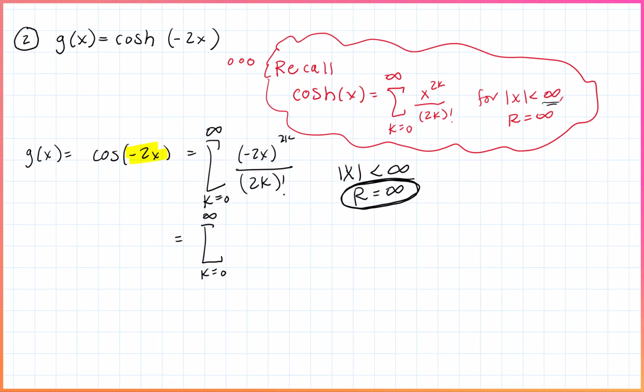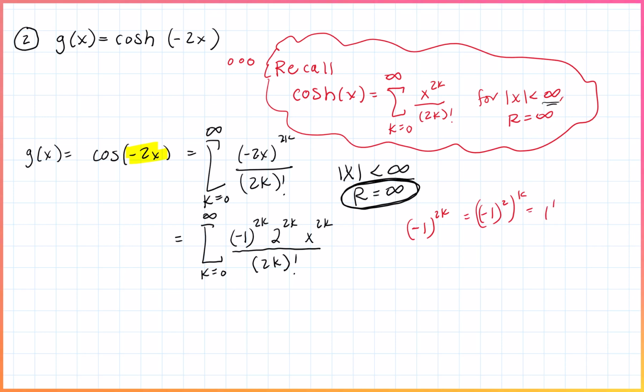So this is negative 1 times 2x, so I'm going to distribute that power 2k. So it's negative 1 to the 2k, 2 to the 2k, and x to the 2k. Now, the reason I want to do that is because when we raise negative 1 to the 2k, that's negative 1 squared to the k. So that's really just 1 to the k, which is 1. So this negative 1 to the 2k right here becomes just 1. I just wanted to show that, just using the exponent rules there. So that just becomes 1.